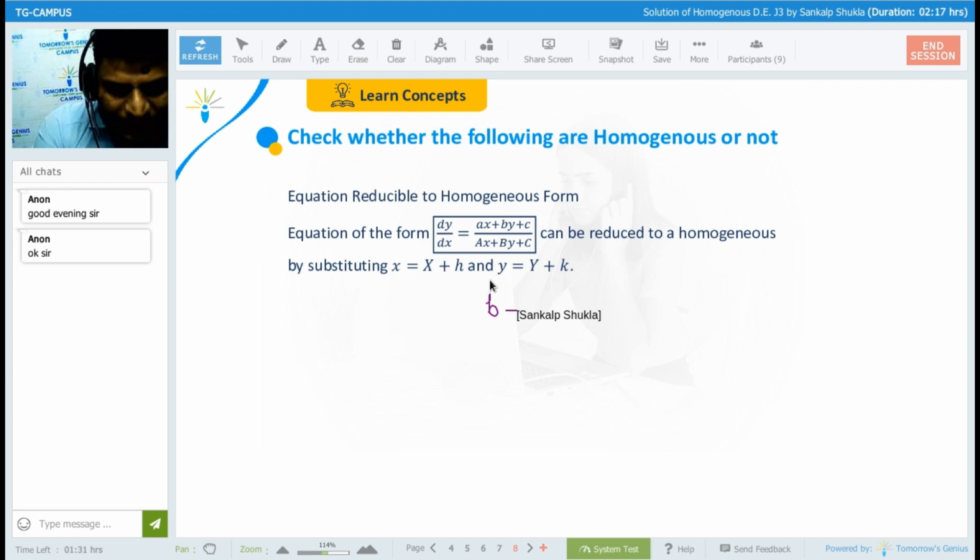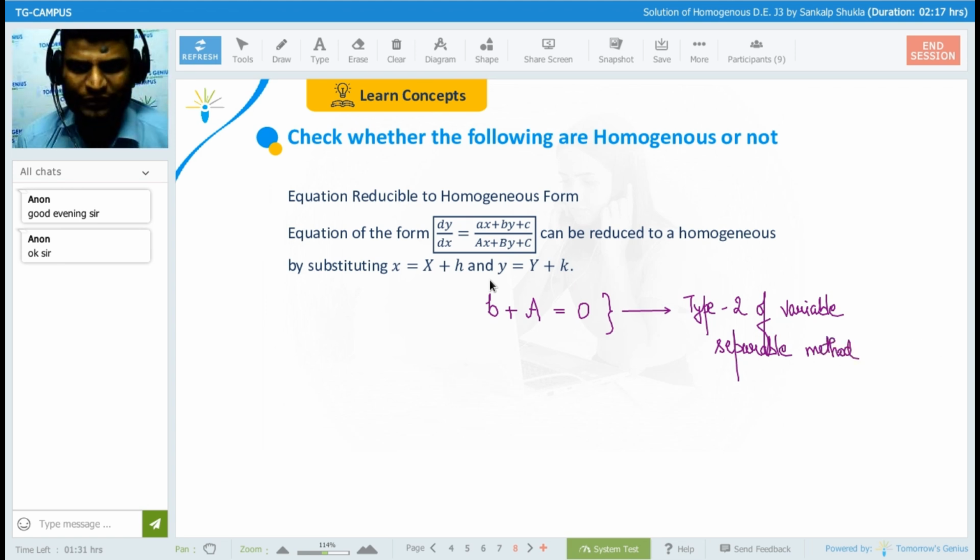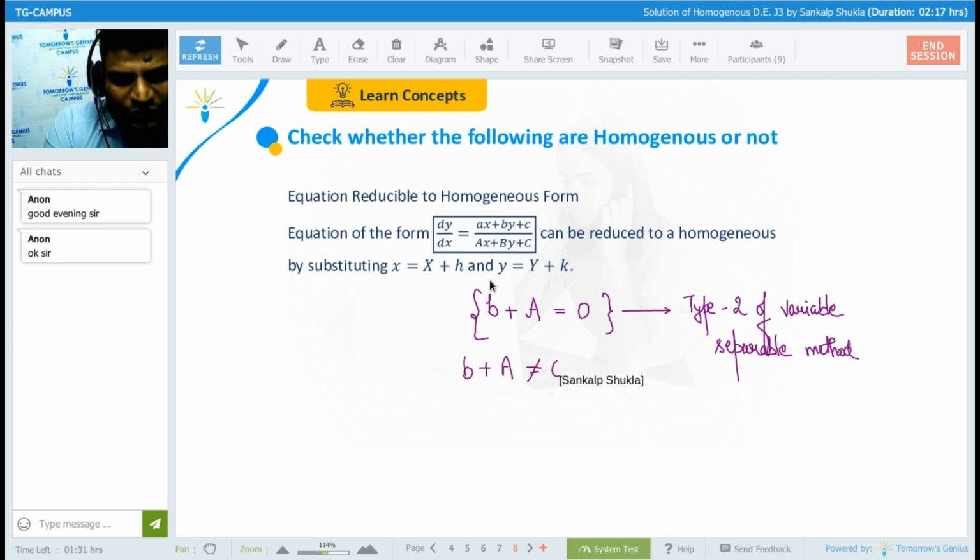Now, if b plus a adds up to 0, then we can use the trick that we discussed in the previous lecture, the type 2 of variable separable method. That trick can be used in this case also, but only if b plus a adds up to 0. Got it? But what if b plus a is not equal to 0?